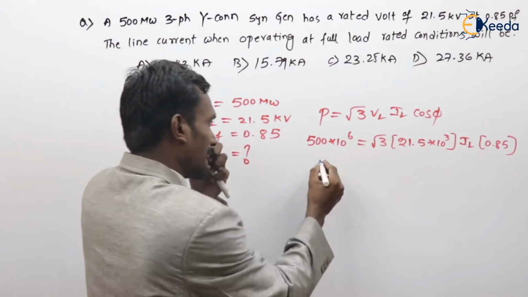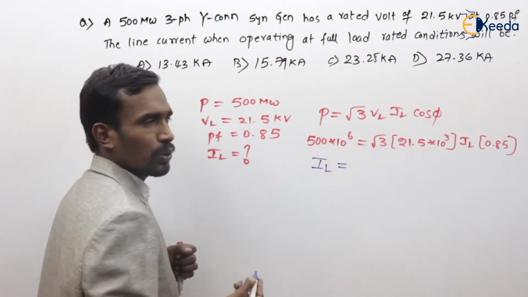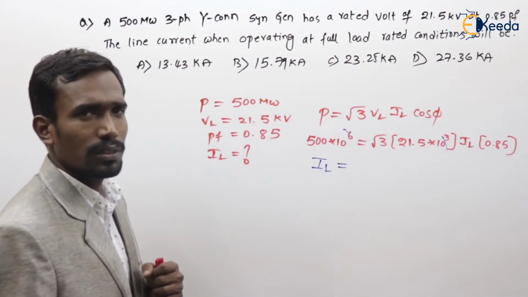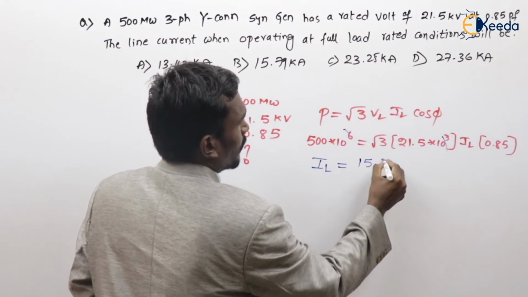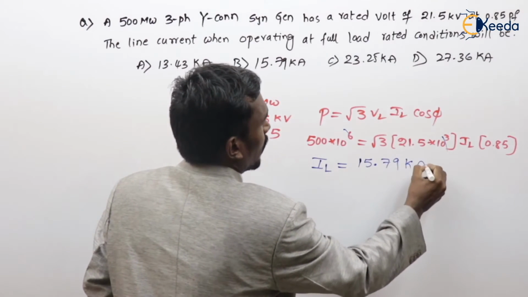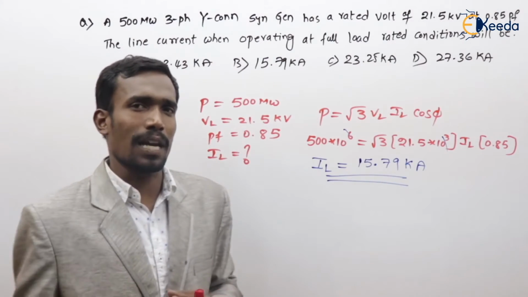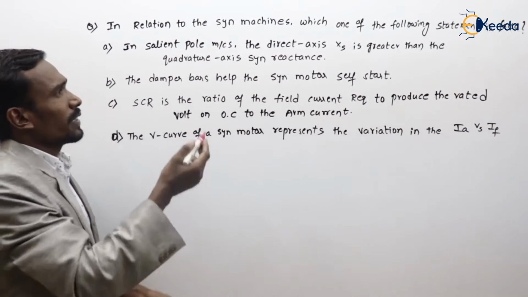If you calculate IL by cancelling all these values, you can get 15.79 kiloamperes. 15.79 kiloamperes. Very small question. Very easy. Next question.